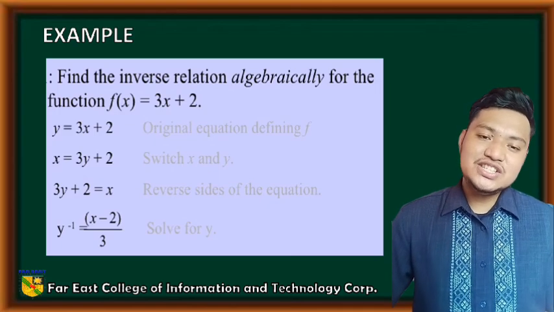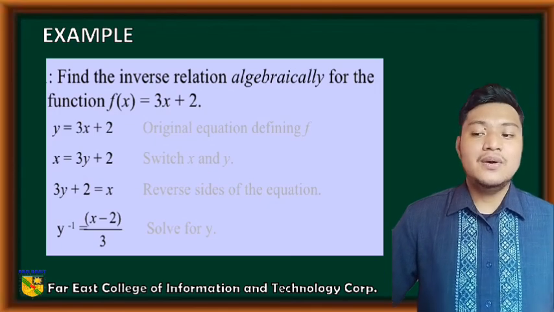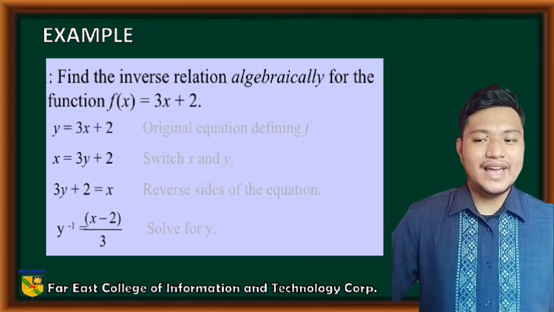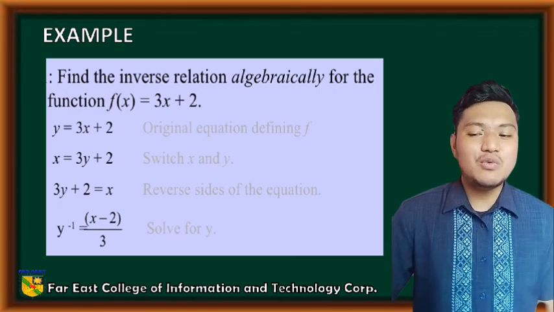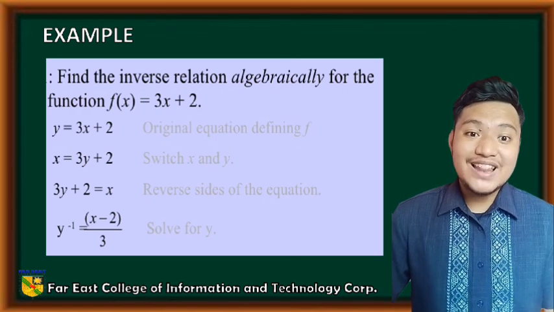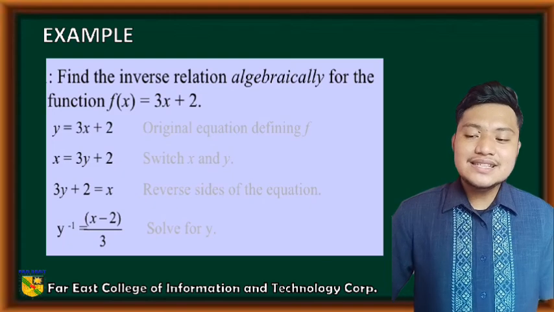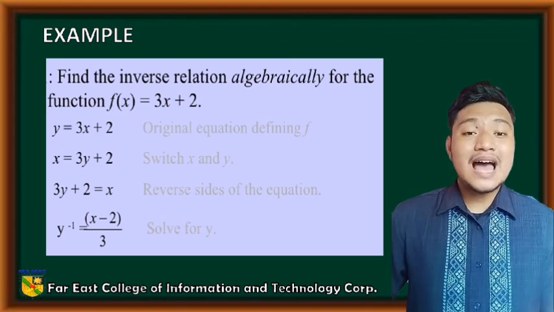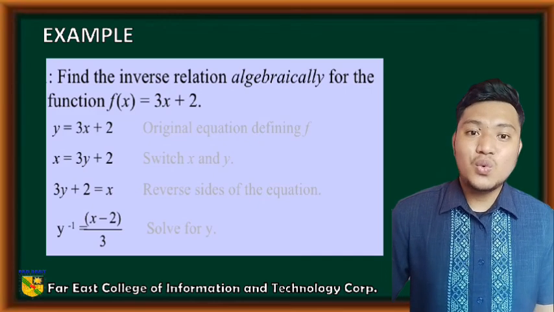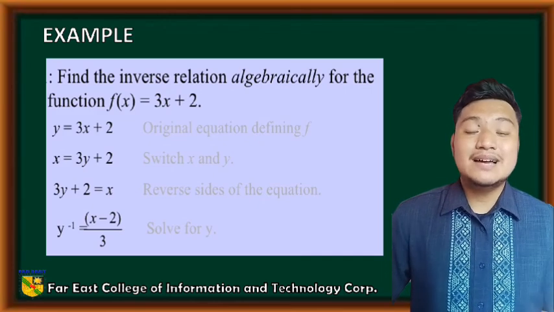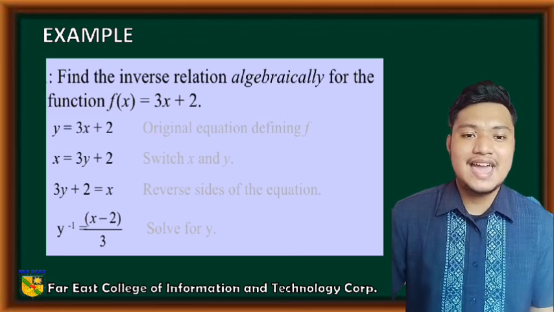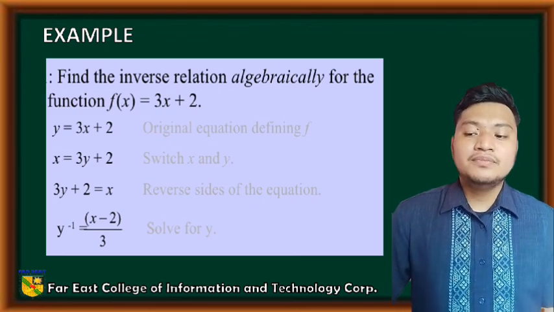Next, exchange the x and y. So y becomes x, and x becomes y. So x is equal to 3y plus 2. And then find the value of y. Since x has nothing with it, you need to transpose the 2 so that 3y is alone, since what we are looking for is y.